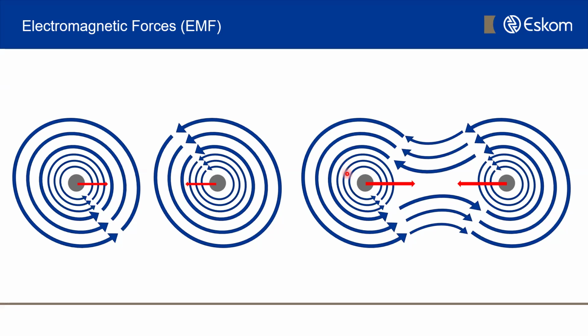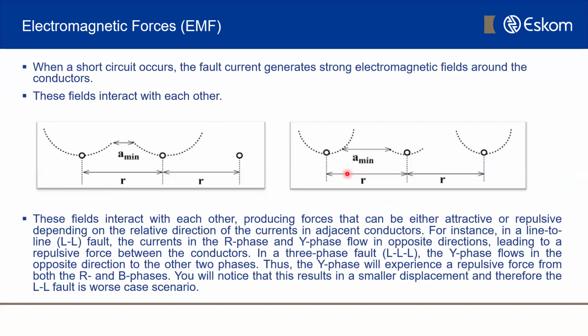If we move on to the next slide, we'll go deeper into those two forces I mentioned earlier, the line to line and the three-phase fault, or line to line to line. It's easier to say three-phase. When a short circuit occurs, the fault generates very strong electromagnetic fields around the conductor, as we discussed in the earlier slides.